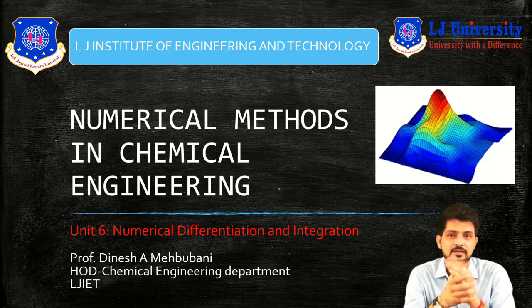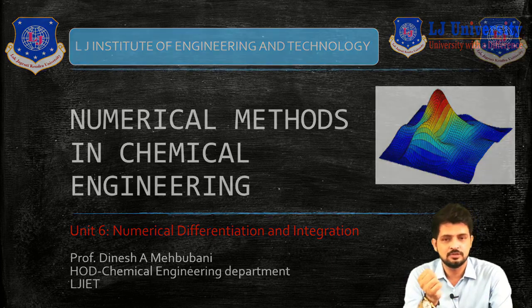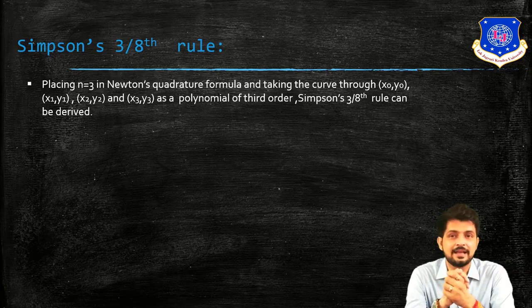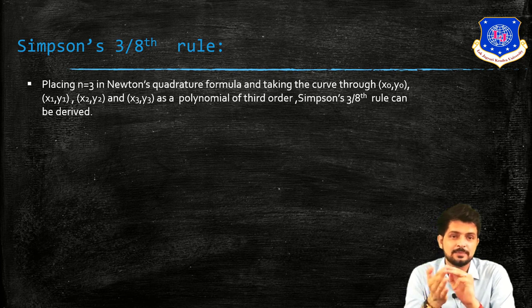Now the third and last method of this chapter is Simpson 3/8 rule. What is the basic difference between the other methods and Simpson 3/8 rule? Let us study that. In Simpson 3/8 rule, we are taking n is equal to 3. In Newton-Cotes formula, if we place n is equal to 3, we will get Simpson 3/8 rule. But instead of 2 or 3 points, here we are taking 4 points on the curve.